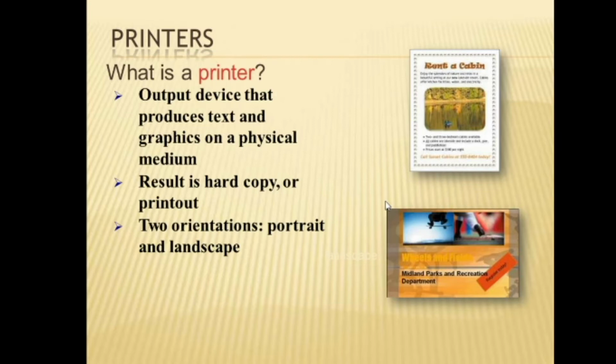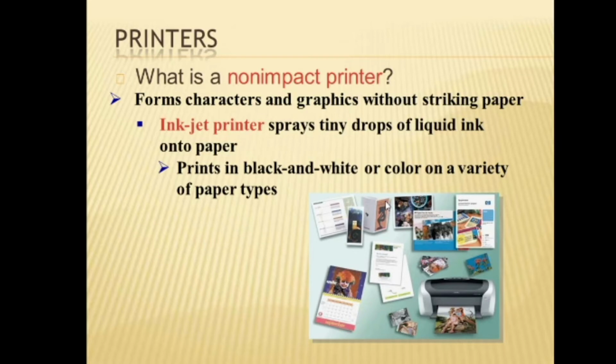That's portrait and landscape. What are non-impact printers? The computer definition: a printer that prints without banging a ribbon onto paper. Laser, LED, inkjet, solid ink, thermal, transfer, and dye sublimation printers are examples of non-impact printers. It forms characters and graphics without striking paper. Inkjet printer sprays tiny drops of liquid ink onto paper, prints in black and white or color and a variety of paper types. Printer resolution.